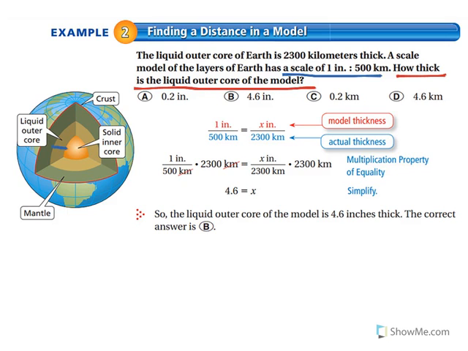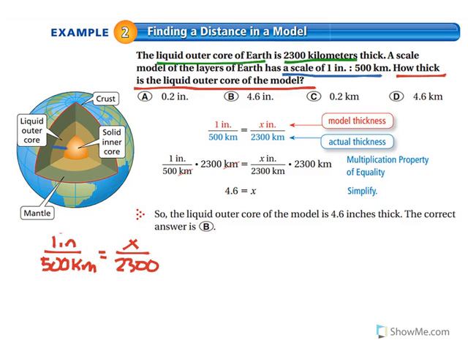I do want to point out that we are given this information. We're given 2,300 kilometers thick is the liquid outer core, right? So we're going to go ahead and set up our proportion. And again, we start off with the scale, just like with the scale drawing. And we're going to do 1 inch, and that's going to be for every 500 kilometers. And this is going to equal, this time we're given the kilometers, we're going to put down 2,300. What we don't know is the inches, so we can just put X down, that's fine.